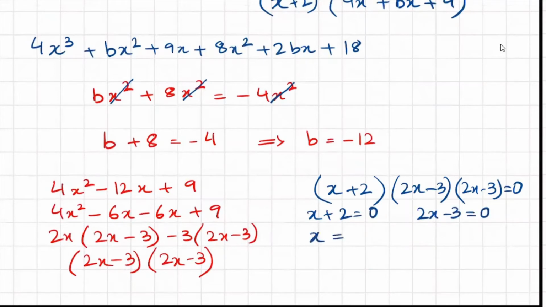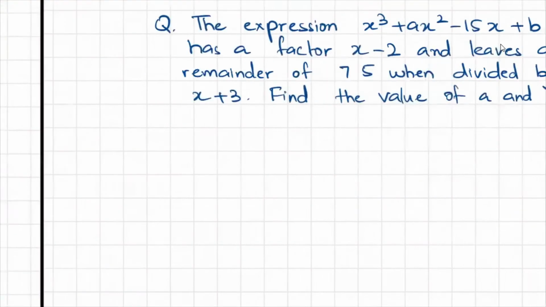So the first answer is minus 2. The second answer is 3 over 2. So these are your two answers. It's not necessary that you get these two brackets the same. In case you do not get the same, you have to make the equation one at a time like this, and you'll find the values of x. All right, let's move on to the next question.